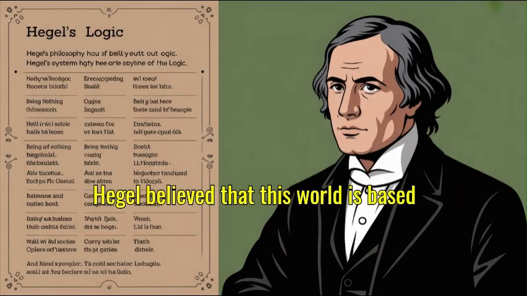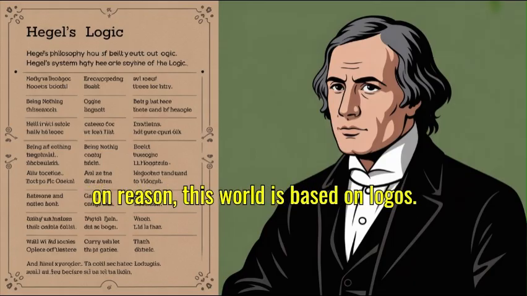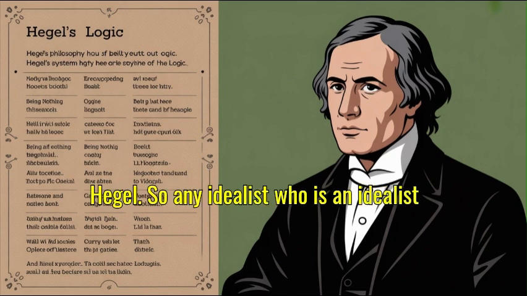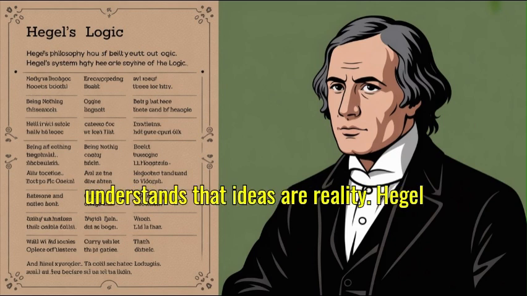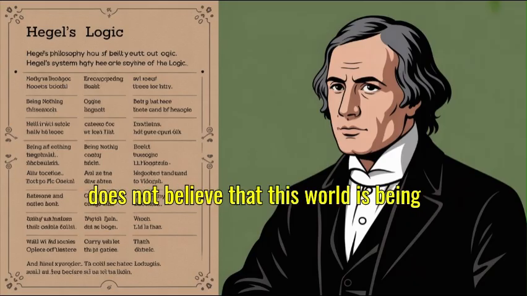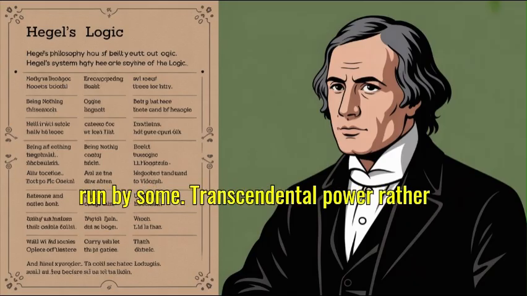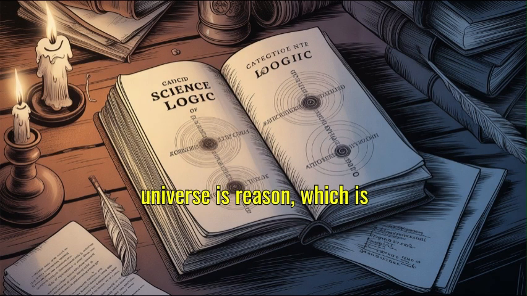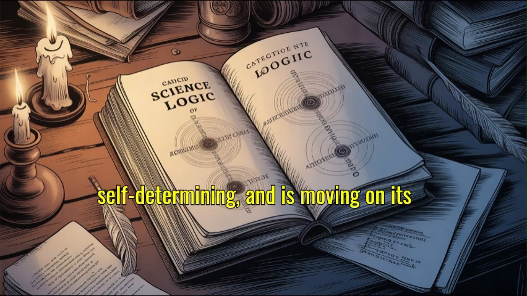Hegel believed that this world is based on reason, this world is based on logos. He is an idealist, and any idealist understands that ideas are reality. Hegel does not believe that this world is being run by some transcendental power. Rather, this universe, this reality, this idea is absolutely self-determining. This whole universe is reason, which is self-determining, and is moving on its own.